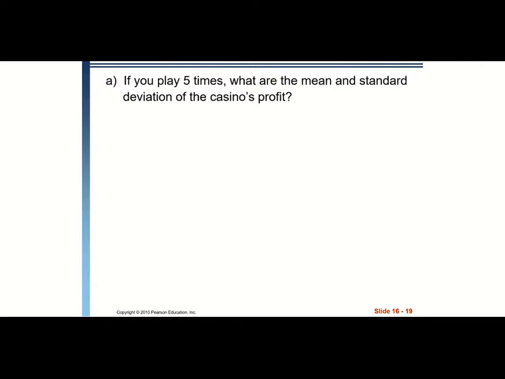So for every dollar bet, this slot machine pays out an average of 92 cents, which means that the casino's profit is 8 cents per dollar played on average. The standard deviation for every dollar bet is $120. So to find the mean amount, if we play 5 times for the casino's profit, it would be just 5 times the mean of a single play. And a single play is just 1 minus that 92 cents that it's expected to pay out. They're making 8 cents per play. 5 times that 8 cents would be 40 cents we'd expect the casino to win over the 5 plays.